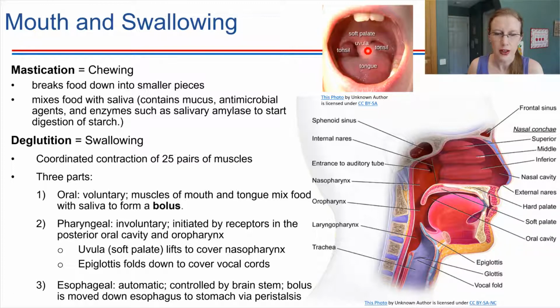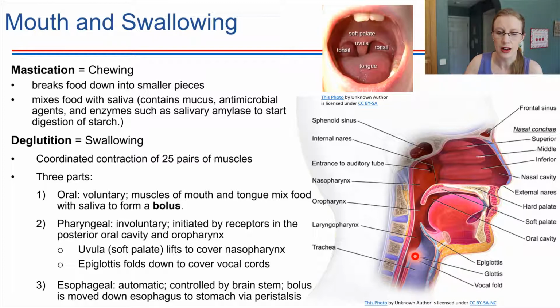Uvula is this thing, you can see it in the back of your mouth if you look in the mirror. The uvula is flexible. The uvula bends in order to close off that opening into the nasopharynx. Okay, so that happens. And then there's also this other little flap. This is called the epiglottis. What the epiglottis does is it bends downwards in order to close off the airways, right?